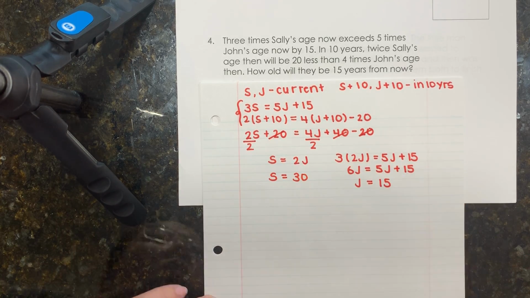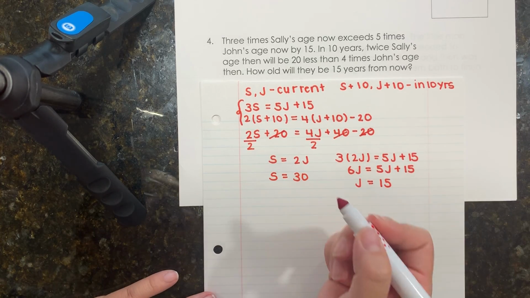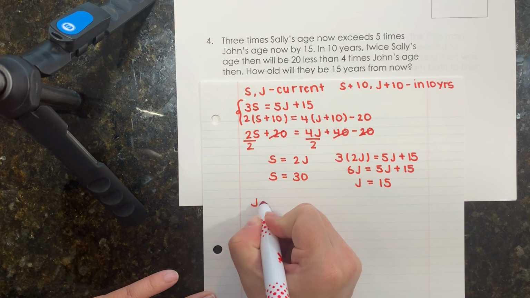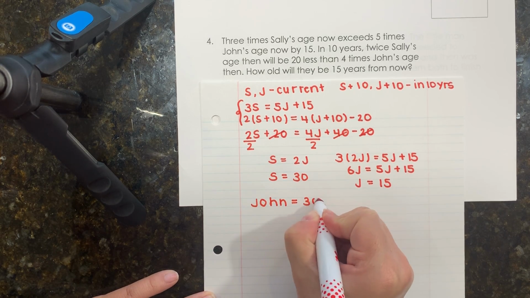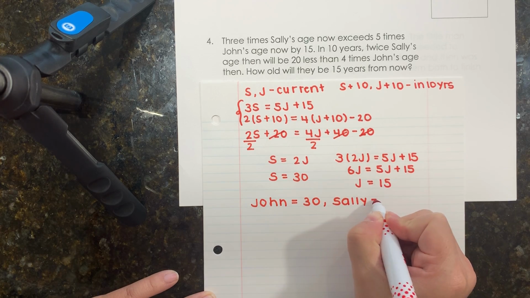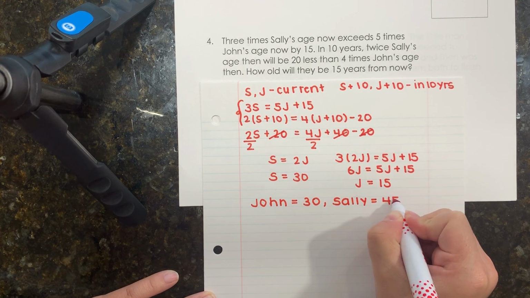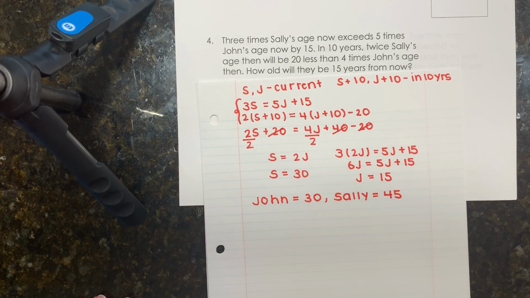But remember, they're not asking for their current ages. They're asking for how old they will be in 15 years, which means that John in 15 years will be 30, and Sally in 15 years will be 45. And that's how you solve number 4.